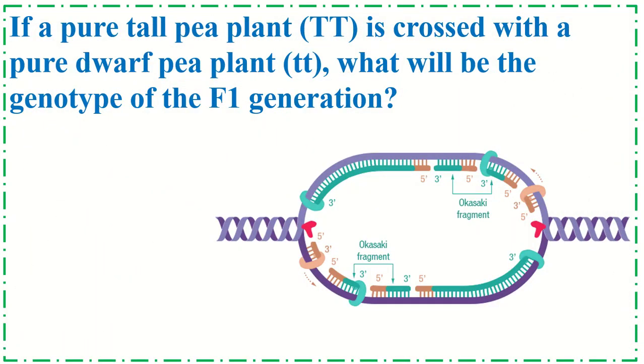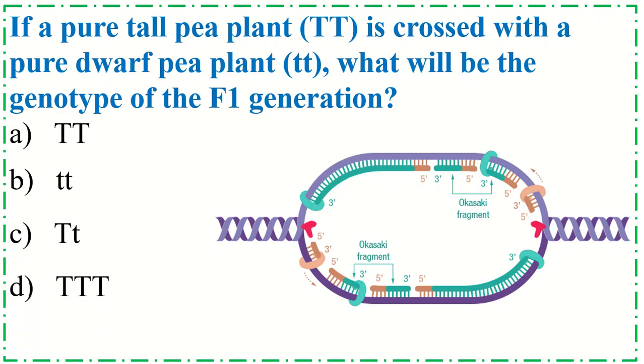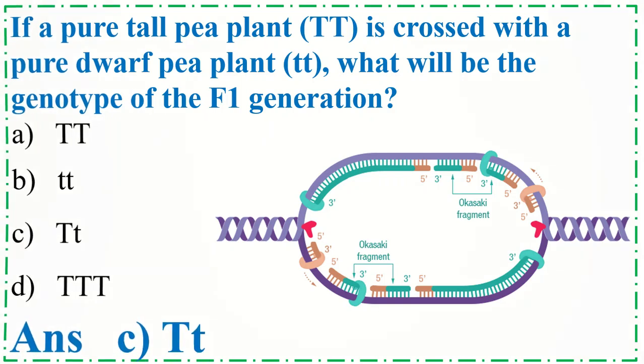If a pure tall pea plant, capital T, is crossed with a pure dwarf pea plant, small t, what will be the genotype of the F1 generation? Option A, capital T, B, small t, C, capital T, small t, and option D, capital T. Correct option is C, capital T and small t.